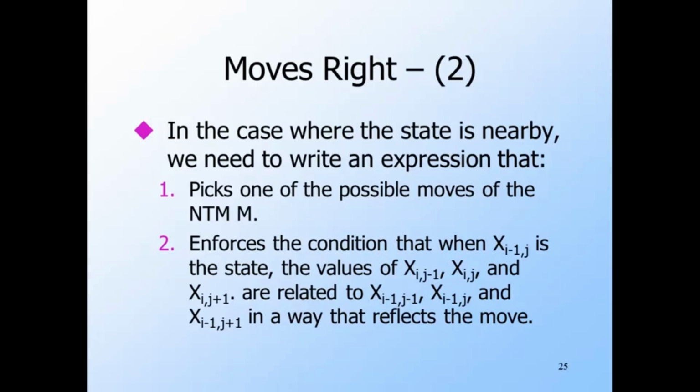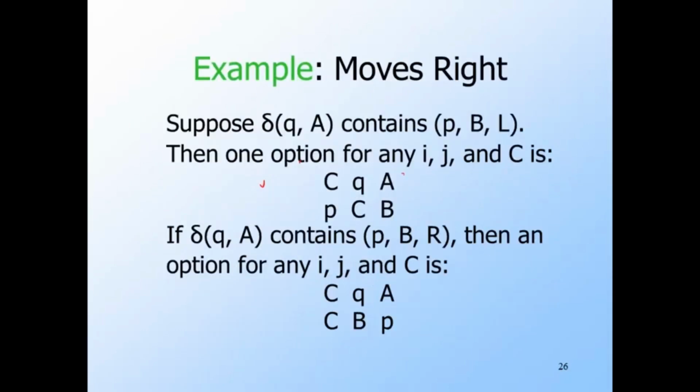Note that either the j minus first or the j plus first position is unchanged, so the expression also has to enforce the condition that this position is unchanged from the previous ID. That is, suppose delta of Q, A contains, perhaps with other choices, a leftward move going to state P and writing B over the A. That would be that.